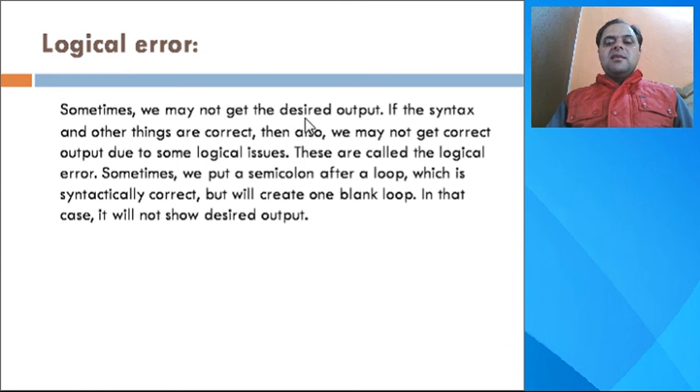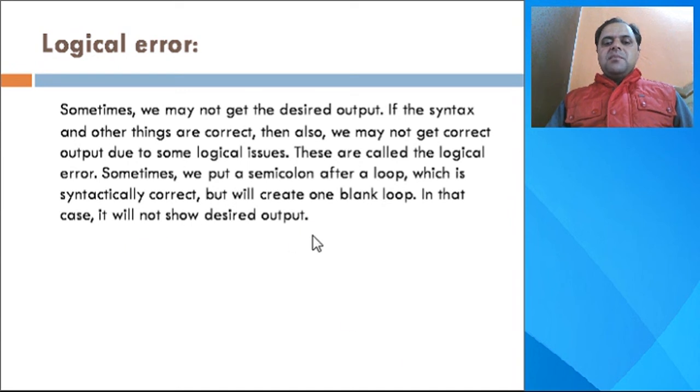So sometimes we may not get the desired output. In that case, we will not get the desired output because I have not written the correct formula. If the syntax and other things are correct, we may still not get the correct output due to some logical issues. These are called logical errors. Sometimes we put a semicolon after a loop, which is syntactically correct but will create one blank loop. In that case, it will not show the desired output.